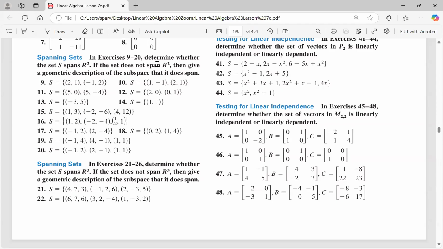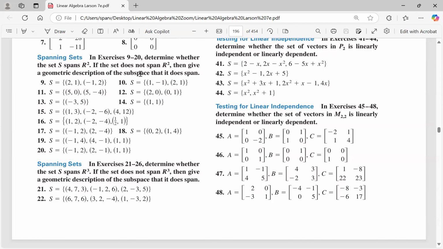In this segment, determine whether the set S spans R2. Remember, spanning set means every vector in R2 has a representation, or can be written as a linear combination of the vectors that you see. For instance, in number 12, every vector in R2 can be written as a linear combination of those two. We'll see whether we can do this or not.